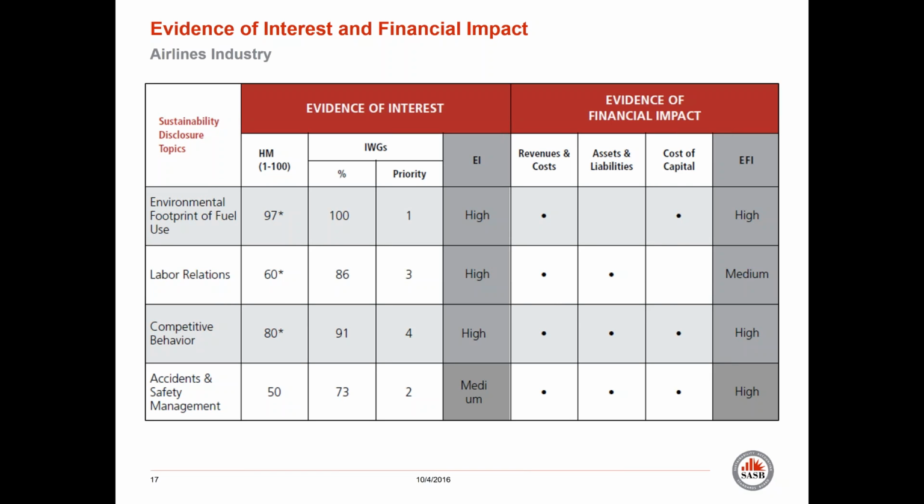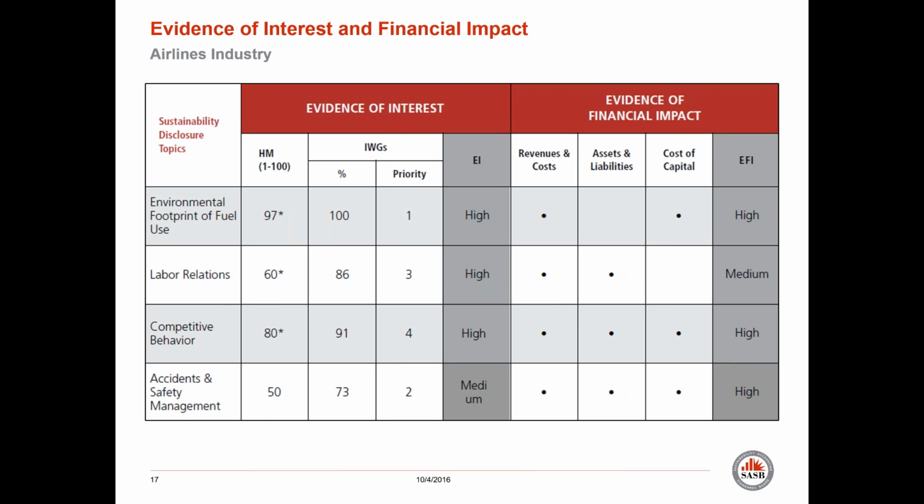So for example, if you look at the first issue here, environmental footprint of fuel use, first you see the heat map, the HM score of 97. So that's a very high score of how often this issue is being talked about in legal documents, in news, in company filings, and other reports.